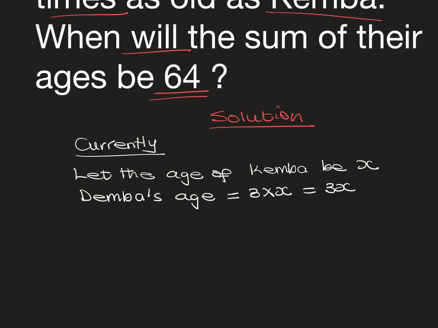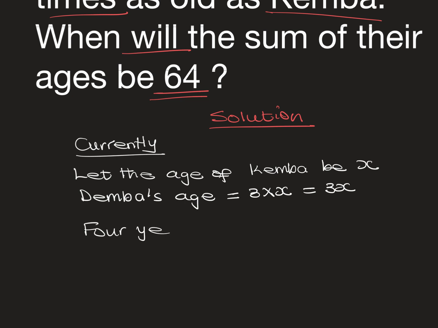Now, it makes sense. If I am 20 years now, 4 years ago, I will be 16, right? If you are 10 years now, 4 years ago, you would have been 6. So which means to go back 4 years from now, we have to subtract 4 years from their current ages.